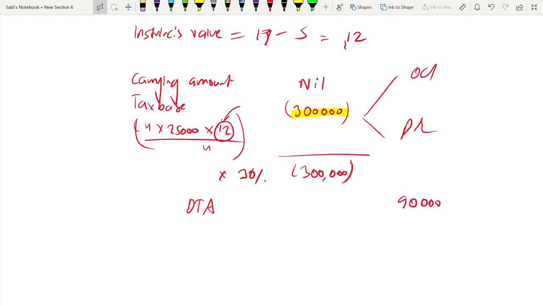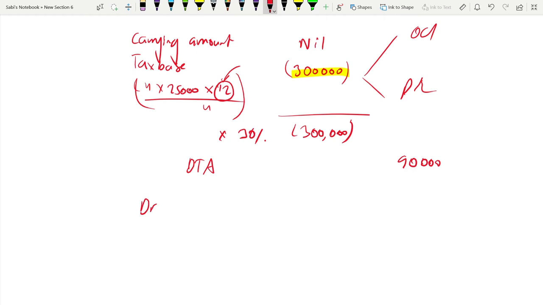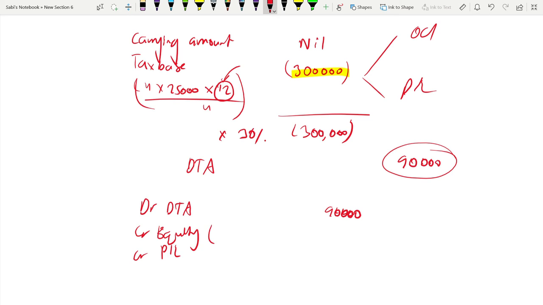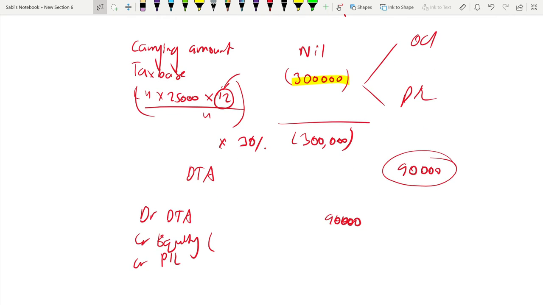The difference is 50,000. Okay, these are the entries. Debit, deferred tax asset. How much? Whatever you have calculated, this amount only, 90,000. Correct? Credit where? Equity, first place. Second place, P&L. Equity will be how much? 300 minus 250, the difference, 50,000 into 30%, which is 15,000.